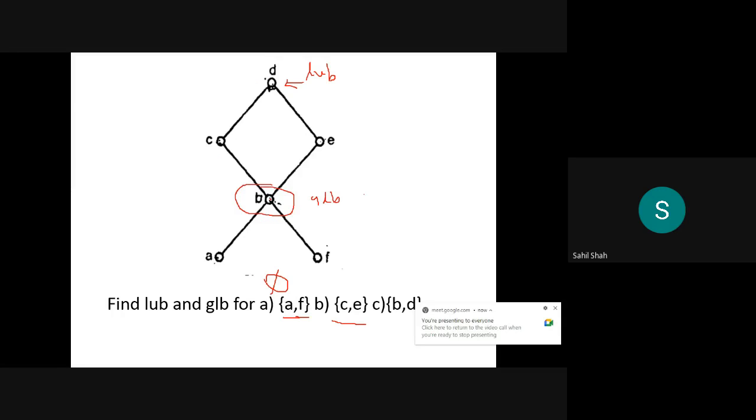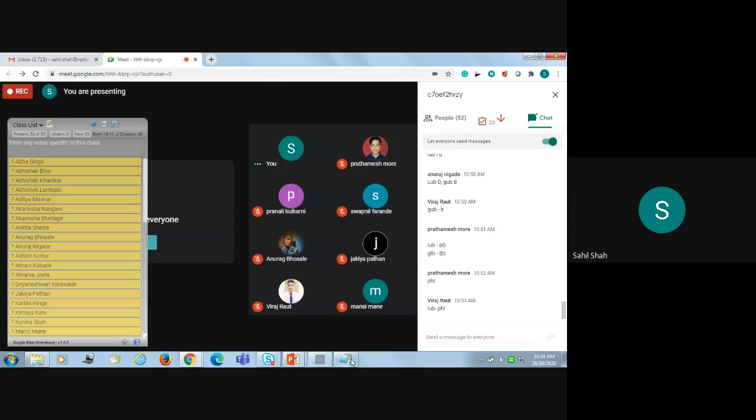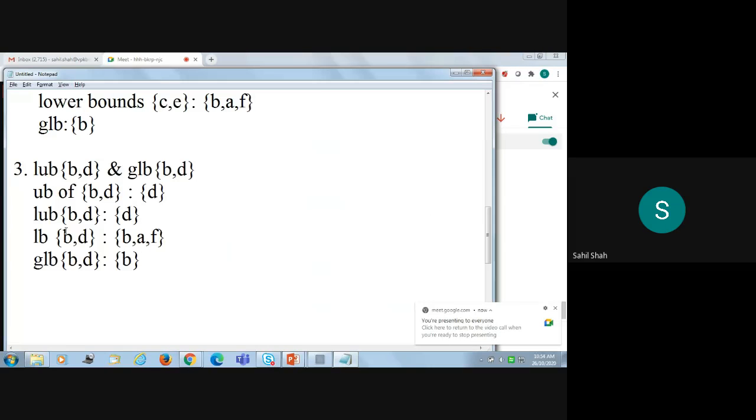For B, I am observing that upper bounds are C as well as E, and because of transitivity, B to C, C to D, I am obviously having a relation B to D. So D is an upper bound of B. In a similar manner, B to E, E to D, so D is an upper bound of B as well. How come you will have 5? There is no upper bound for D, perfectly fine.